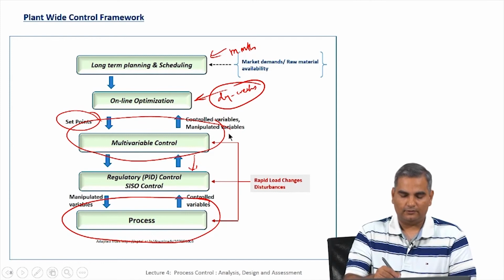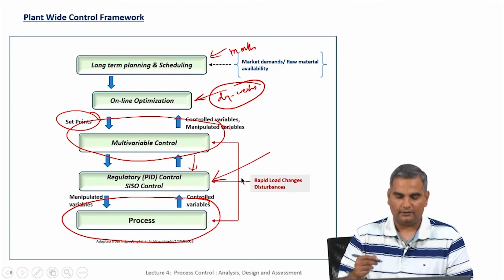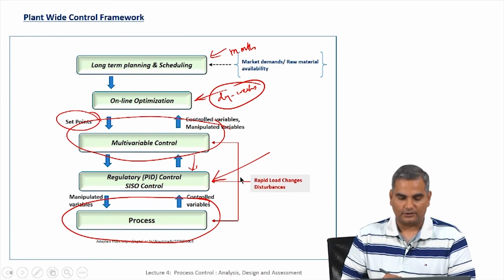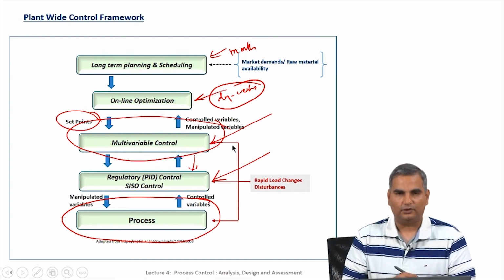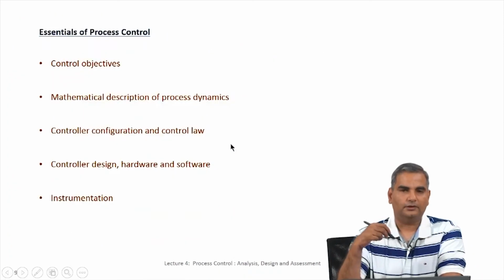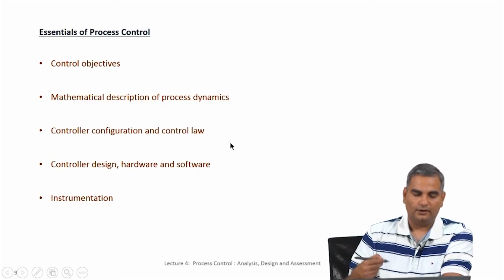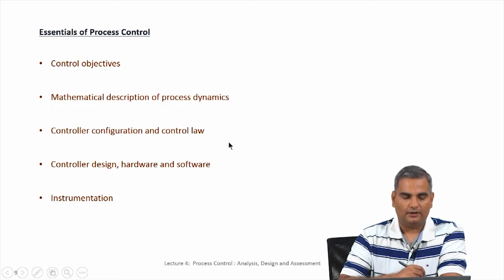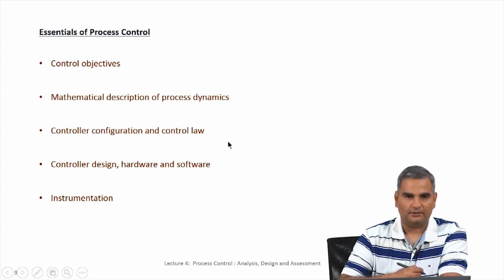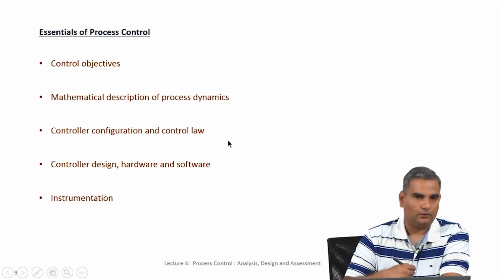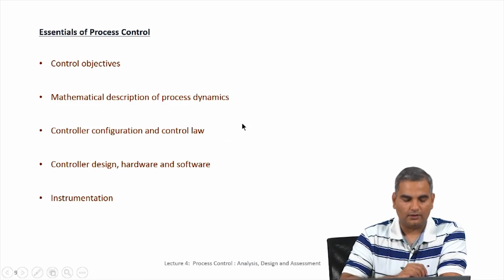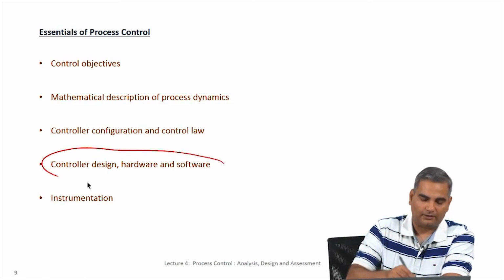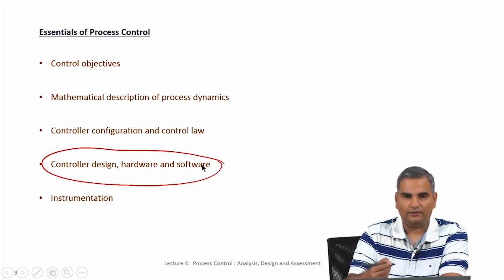And as I said before, we are going to first focus on this. Here we are going to look at the notion of PID control, different control structures and so on. Then we are going to look at multivariable control itself, and the third aspect is going to be controller performance assessment. If you want to think about the essentials of process control, you have to understand the control objectives. How do you mathematically describe a system in terms of its process dynamics? You have to think about how to configure your controllers and what kind of control law you should use. And there is also the aspect of hardware and software, which becomes important when you actually implement these controllers in real processes. We are not going to spend much time on the hardware aspects of control.